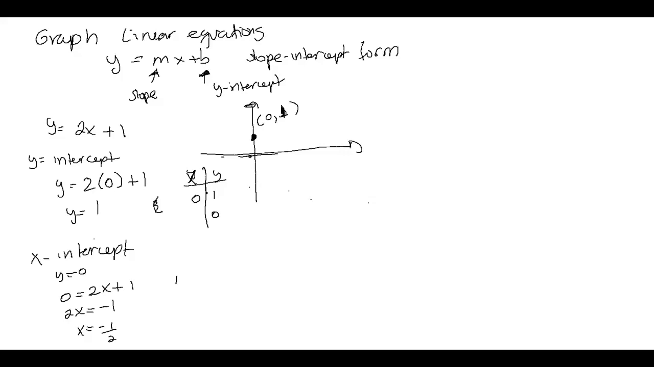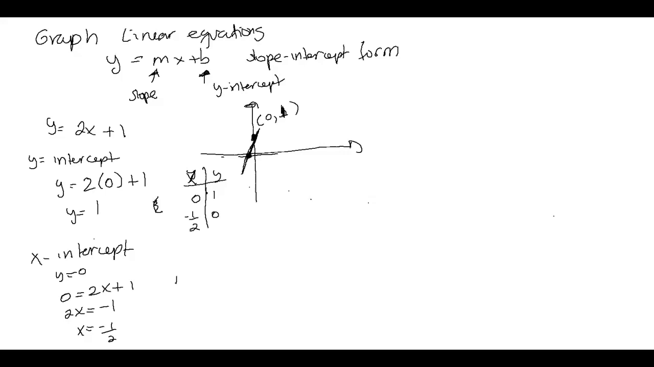So that point is going to be somewhere over here. So when x equals negative 1/2, y is going to be 0. So I have my two intercepts, x and y intercept. Those two points give me enough information for me to be able to draw my line.